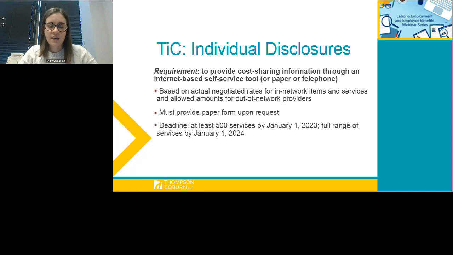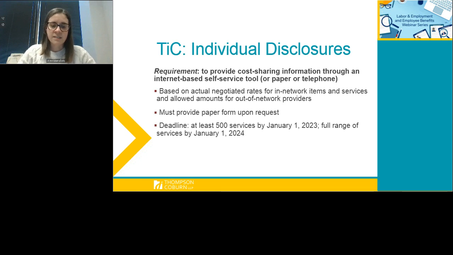So first, looking at the individual disclosure requirement of the transparency and coverage regulations, this is a requirement to provide cost-sharing information through an internet-based self-service tool or by paper or telephone. So this information must be based on actual negotiated rates for in-network items and services and allowed amounts for out-of-network providers. Plans must be able to provide a paper form upon request to participants.